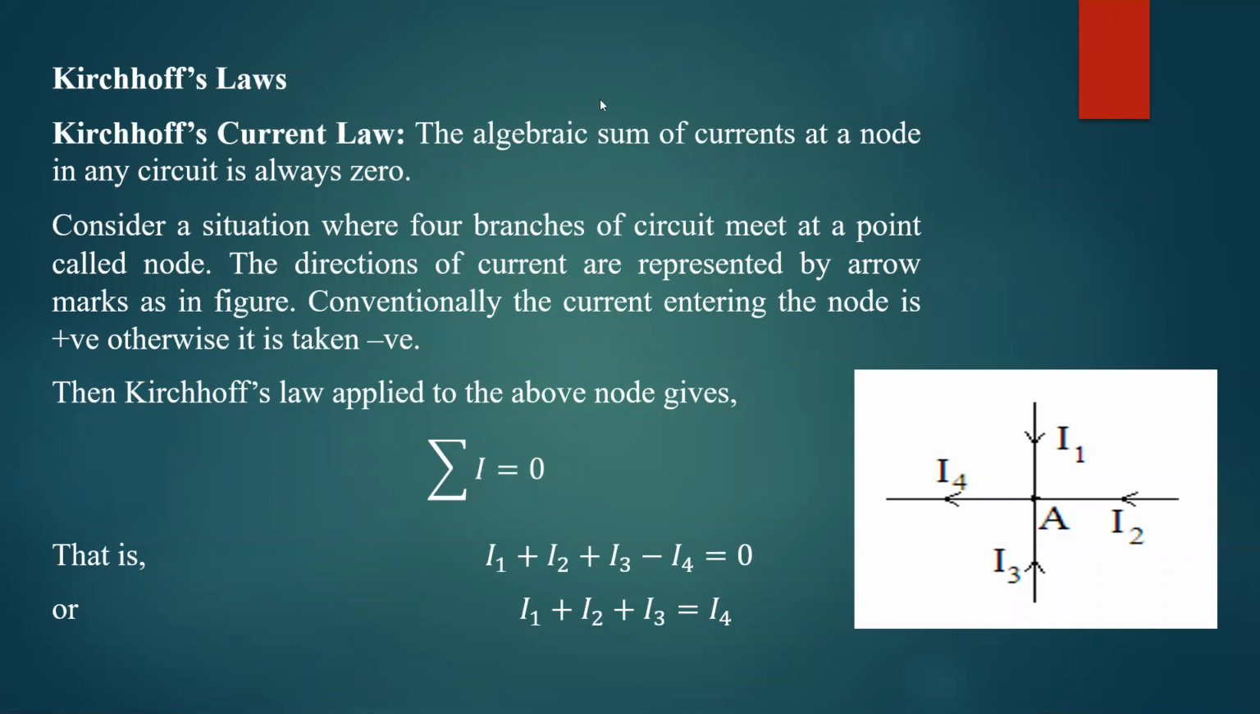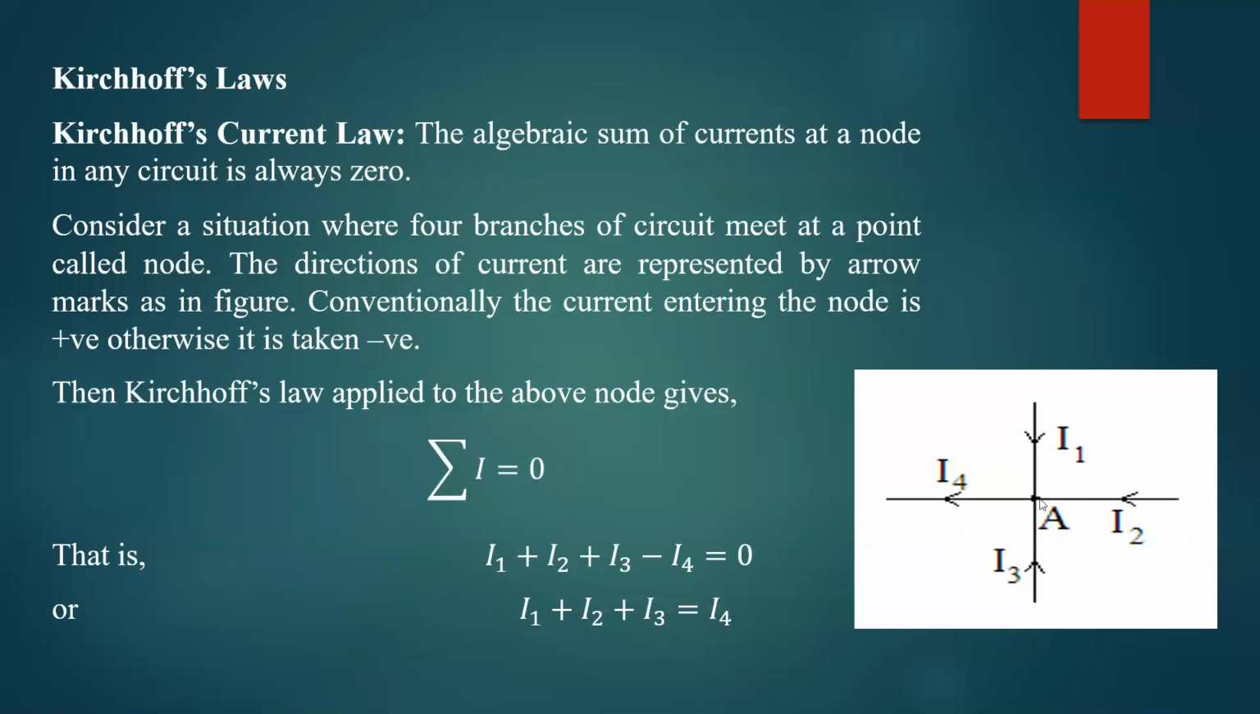The current leaving the node is taken to be negative. To apply Kirchhoff's current law, we have to follow the conventional method of representing positive and negative current. The current entering the node is taken to be positive. The current leaving the node is taken to be negative. Then applying Kirchhoff's law at node A, the sum of currents at a node should be zero. Summation of I should be zero. You have to take care of this convention. The current entering the node should be taken as positive, and the current leaving the node should be taken as negative.